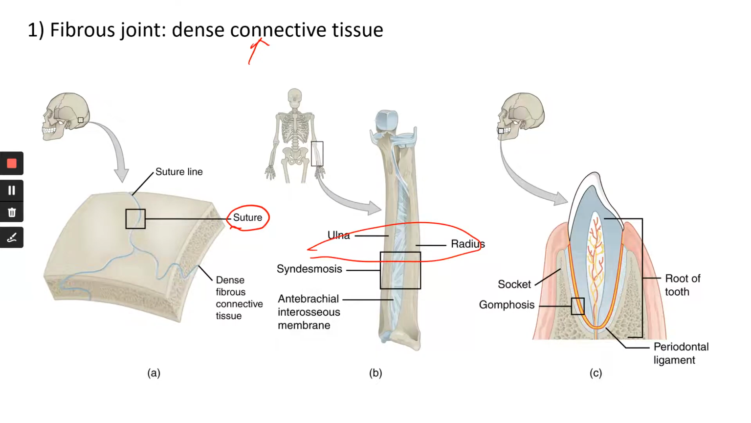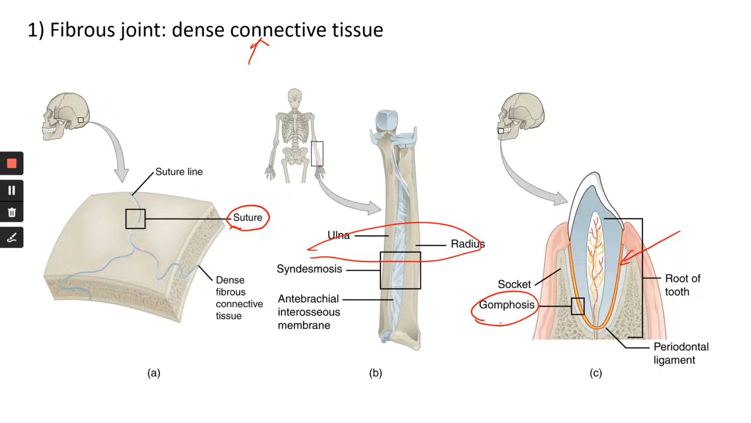So those bones are also held together by dense connective tissue, a fibrous joint. The last example is actually the gum, right? This particular type of fibrous joint is called a gomphosis, based on the location. Your teeth are held in the sockets by dense connective tissue. So this is actually a type of joint.